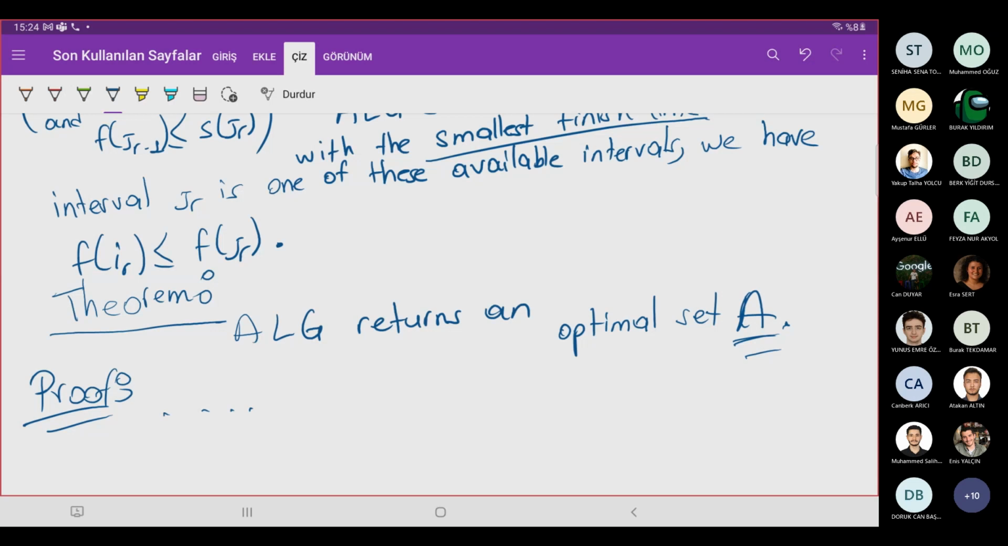And then I will give you another example, scheduling to minimize lateness and exchange argument. If time permits, we will finish that. And it seems that we will be able to finish it in 1 hour or maybe a little bit more than that.